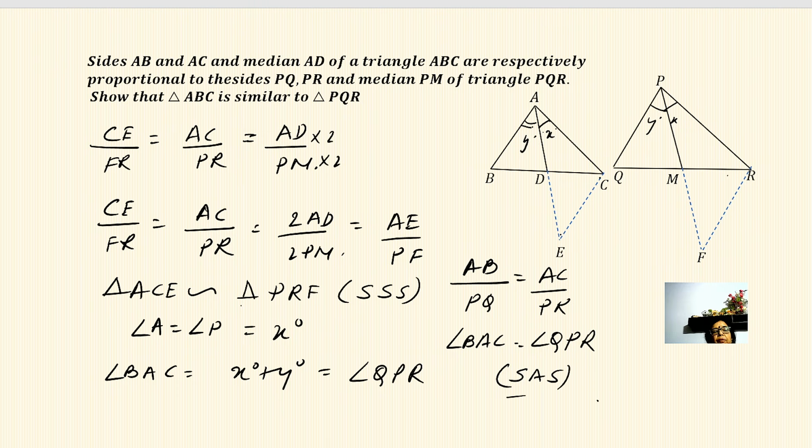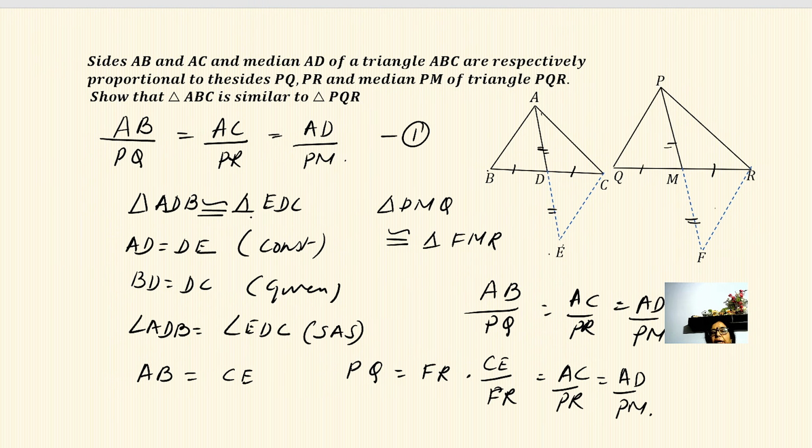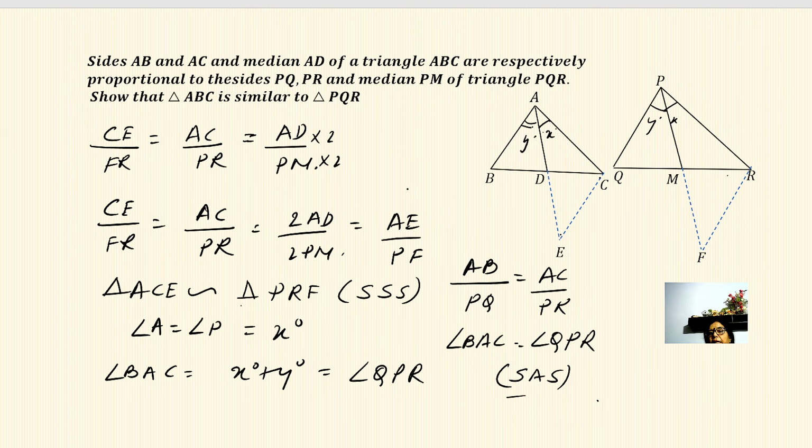So the concepts that we have applied over here, right? Initially we had taken this congruency criteria, and after proving these two triangles congruent, we have come to understand that the corresponding angles and the sides are equal. And after that, once we get the corresponding angles and sides equal, the original relation that we were given, AB by PQ, has been replaced by CE by FR. And then we get a new criteria, a new proportionality relation.